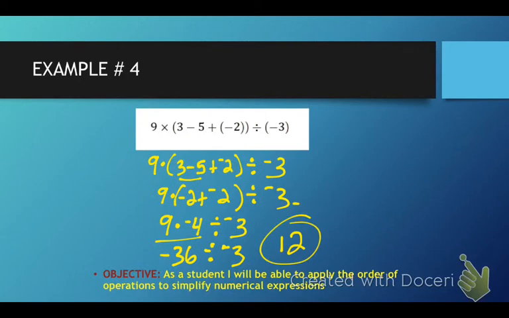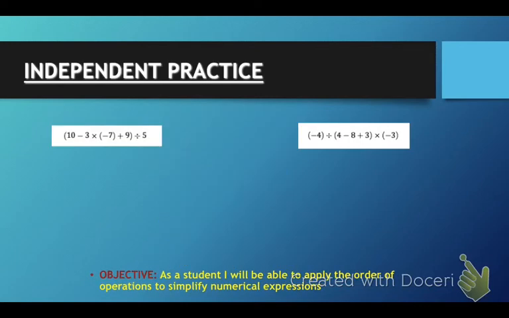All right, that is our 4 examples. Hopefully you've got an idea of what's going on. Right now your job is to do the following 2 problems. You can go ahead and pause this video, pause it quickly, and then attempt them yourself. Good luck.